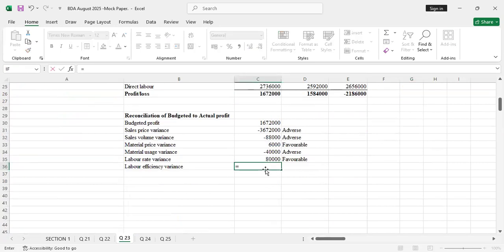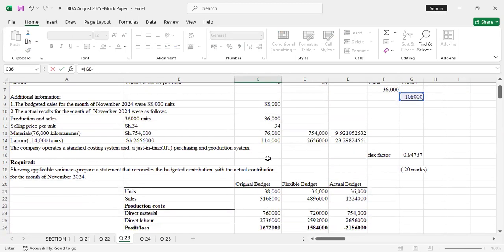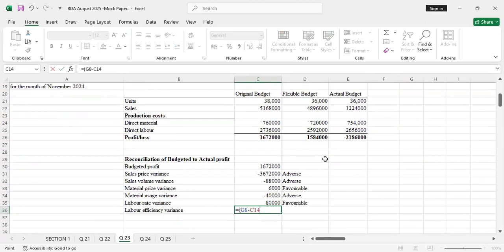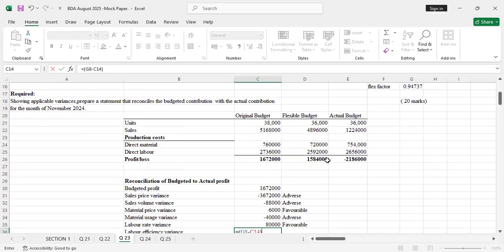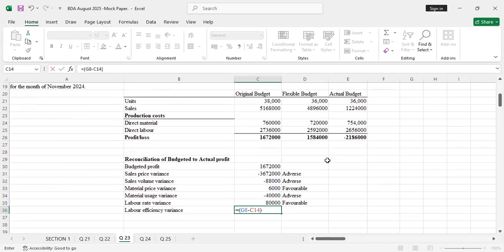So you apply the formula. Equals our standard hours, which is 108,000, you subtract the actual hours, 114,000. That one you are always given. We budgeted for 108,000, but we spent 114,000 hours instead of 108,000 hours. So you can see it's automatically an adverse. Then you multiply by the standard rate. So what was the standard rate?